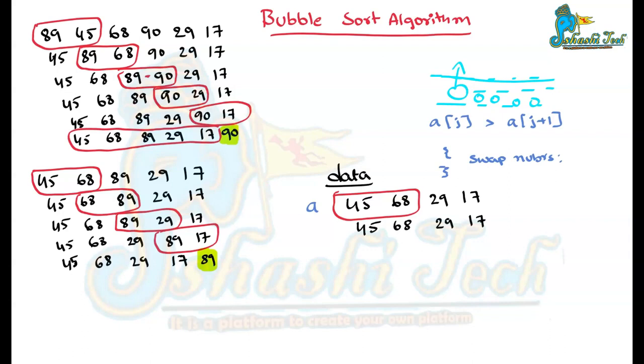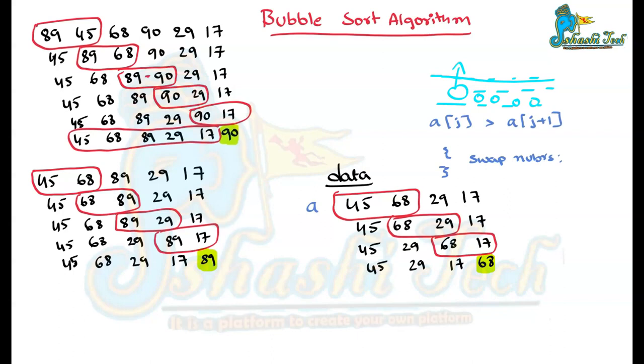Then again apply the logic to the next two adjacent elements, 68 and 29. Here 68 is greater than 29. We need to swap it again, 29 and 68. We shall copy the remaining elements as they are. Then again apply the logic to the next two adjacent elements, that is 68 and 17. Here 68 is greater than 17. We shall swap it again. And we shall copy the remaining ones as they are. Okay. Here you can see that the highest number is sorted, meaning the highest number is popped out.